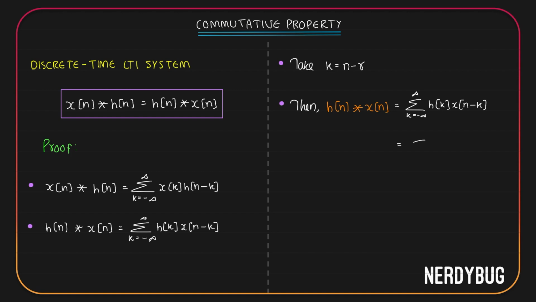Therefore, we can write summation from r equals minus infinity to infinity, h of k is n minus r multiplied by x of n minus k will be r. So this becomes summation from r equals minus infinity to infinity x of r h of n minus r. But this is actually the convolution of x of n and h of n.